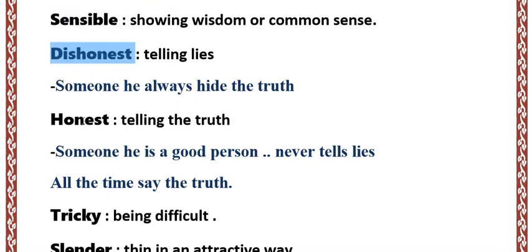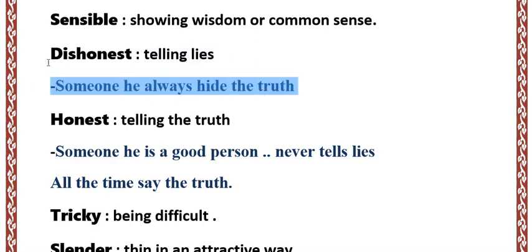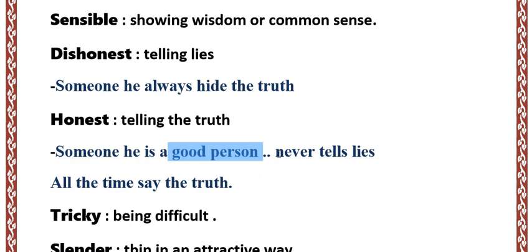Dishonest, opposite honest. A dishonest person is a bad person. Always tells a lie, always steals things, always hides the truth, doesn't say the truth. He is dishonest. Honest is a good person, a kind person, never tells lies, all the time tells the truth, never takes things that don't belong to him. He is honest.